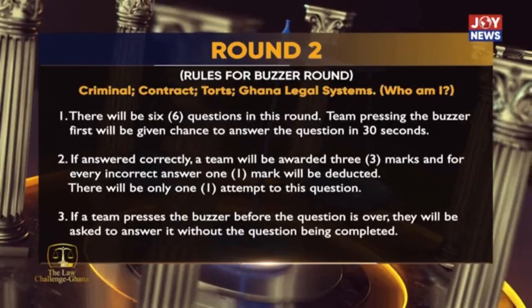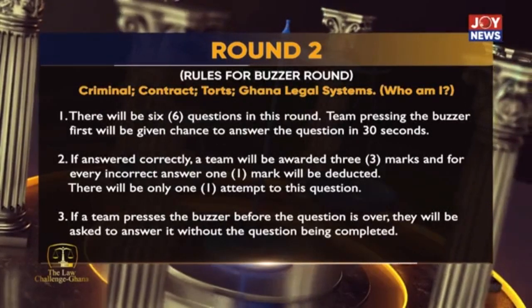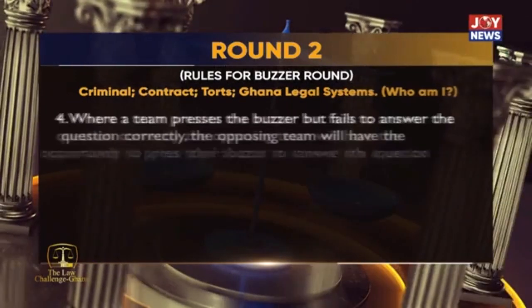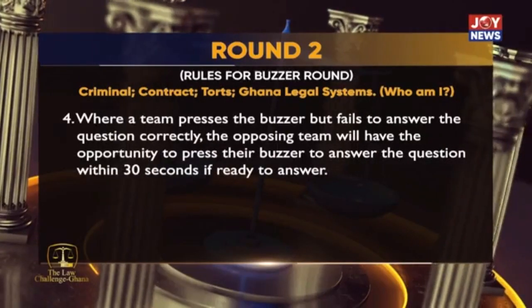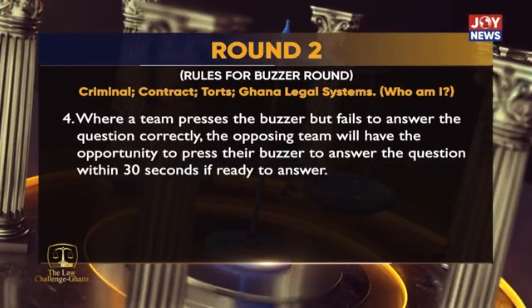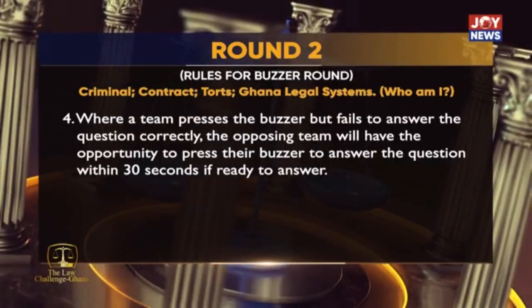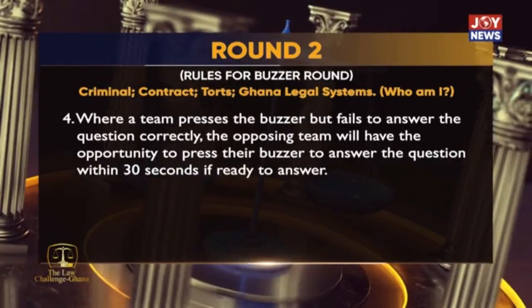If a team presses the buzzer before the question is over, they will be asked to answer it without the question being completed. Where a team presses the buzzer but fails to answer the question correctly, the opposing team will have the opportunity to press their buzzer to answer the question within 30 seconds if ready to do so. Now, how does the buzzer for Mountcrest University sound like? Thank you, and UCC. Thank you very much. So, ladies and gentlemen, if you are ready, we begin with our very first question.